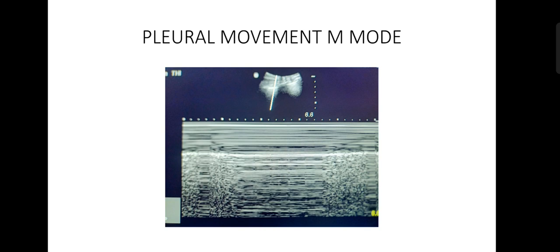And when we put it in the M mode, we pass the beam through the pleura. You can see the upper half looks like a barcode or a stratosphere sign, they call it. You can see the shiny pleura, and then below that you can see a sand-like appearance called the seashore appearance, and this is seen in a normal aerated lung. If there is pneumothorax, the whole thing would look like a stratosphere. There will be no sea sand-like appearance.